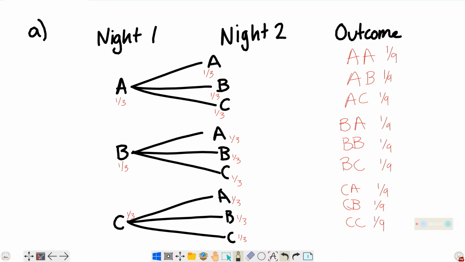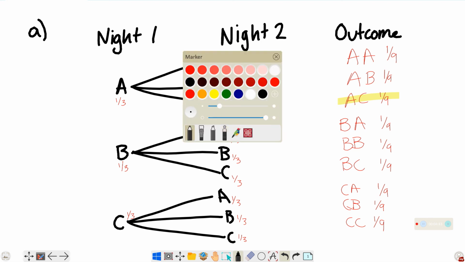Okay. Part B says, is the probability that Bill wins both nights the same probability that Alice wins the first night and Chester wins the second night? So Bill winning both nights would be represented by BB, and that has a probability of 1/9. And then it's also asking us about Alice winning night 1 and Chester winning night 2, which would be AC. That also has 1/9.